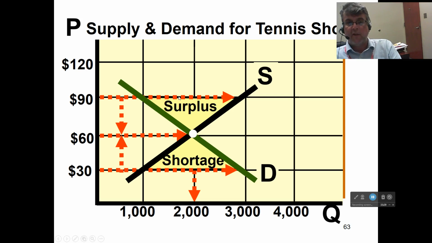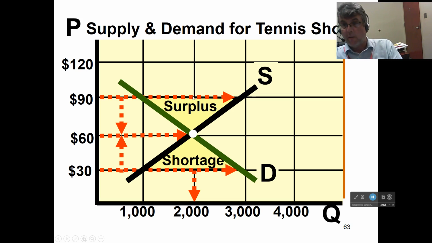At a price of $90 a piece, quantity supplied is out here at 3,000. So we trace the price, $90, over to supply, and we find out 3,000 pairs of these shoes will be produced and offered for sale on the market every month. But at a price of $90, tracing that over to the demand curve, only 1,000 pairs of shoes are demanded at that price. People are only willing and able to purchase 1,000 pairs of these shoes at a price of $90. So 3,000 are produced on the market, only 1,000 are bought.